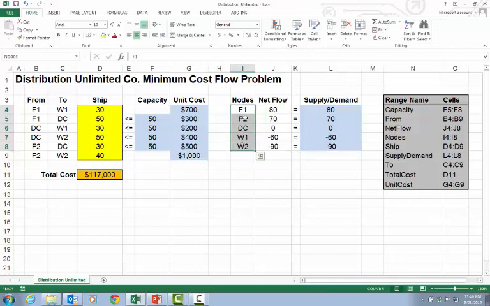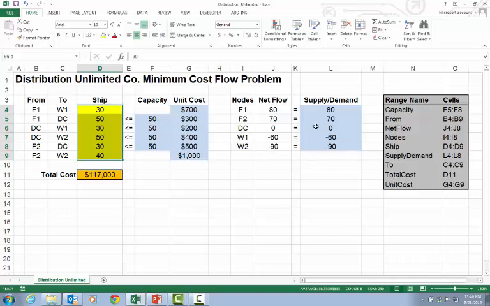We've got the shipment amounts, which are actually our decision variables here in bright yellow. This is what we're trying to decide: how many units should we ship along each arc in the network such that we meet the demand by the demand nodes. So those are in column D, which is our ship amounts. Those are our variables that we're trying to solve for.